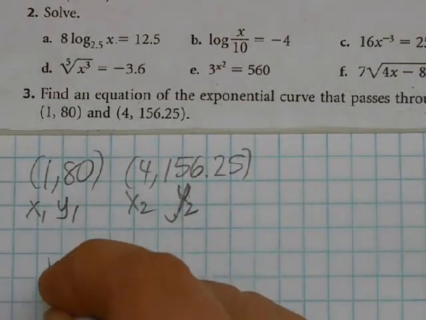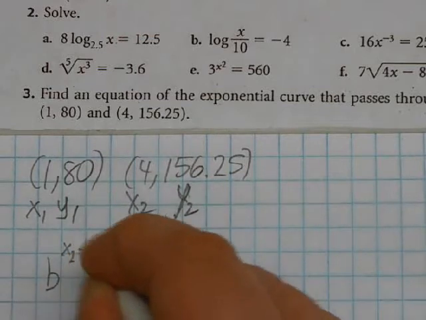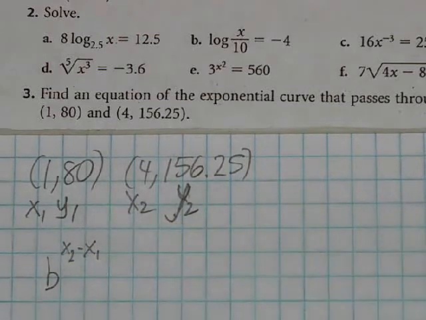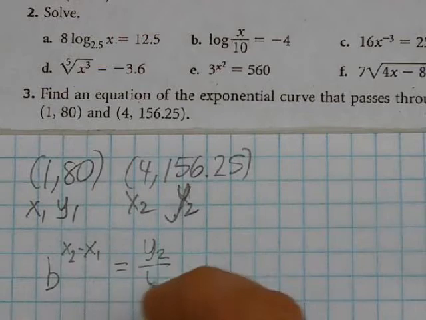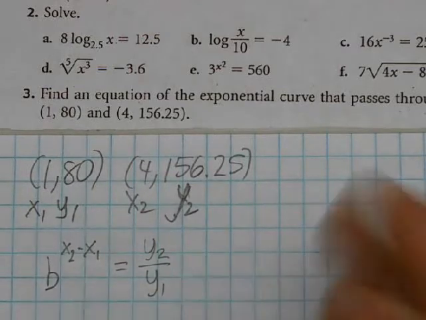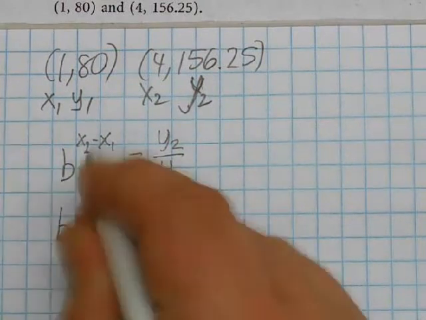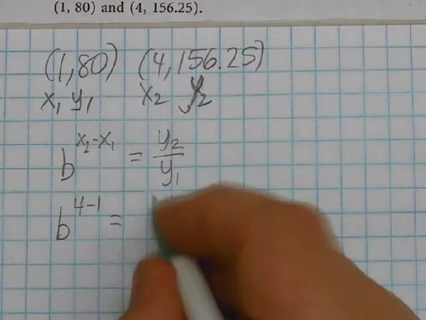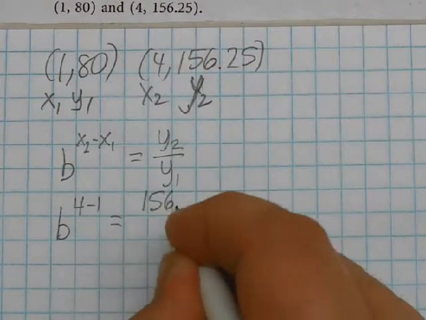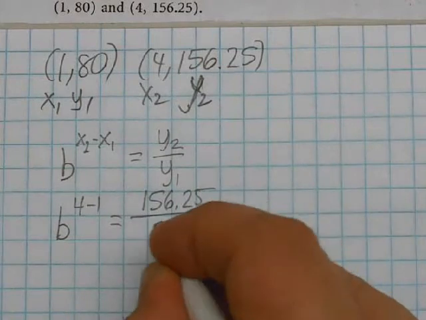So our first step is going to be to find b. And so I gave you this equation, and if you think you need this, then go ahead and add this to your note card. So we get b to the power of x2 minus x1 equals y2 divided by y1. So I have 4 minus 1 for my exponent of b equals 156.25 divided by y1, which is 80.